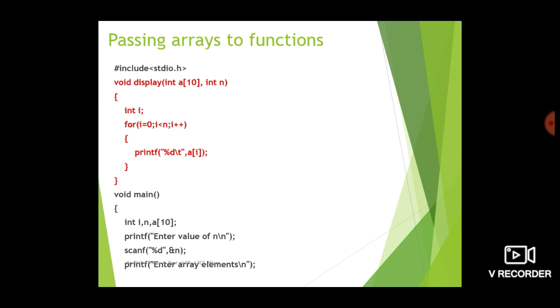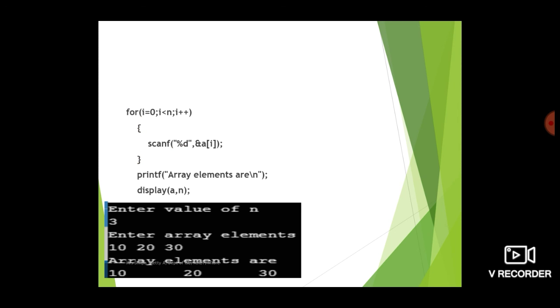So to display, again we need to use the for loop. So we need to declare the loop variable i. So int i, for i is equal to 0, i less than n, i plus plus, printf %d a of i. So what this function does is it displays the array elements one after the other. So this is how you can pass an array to functions.